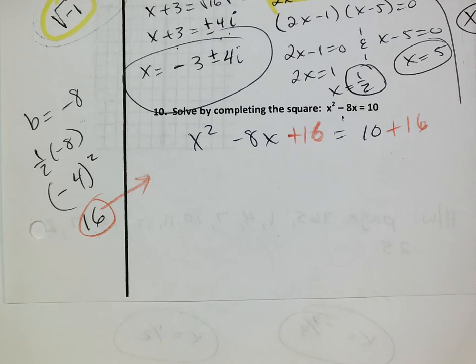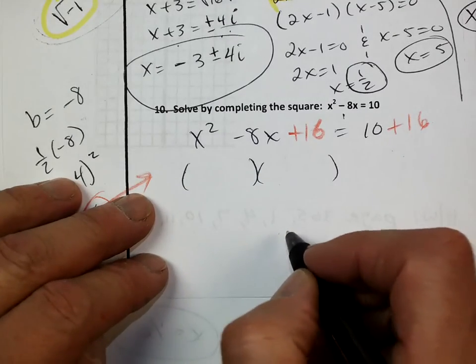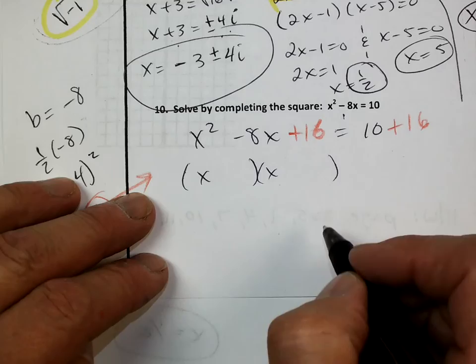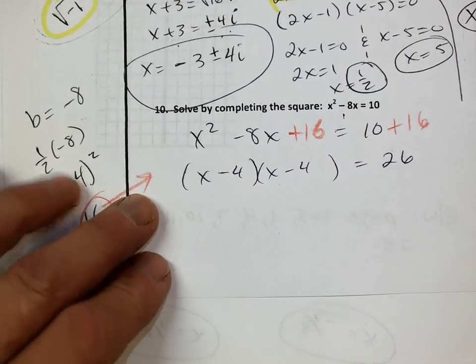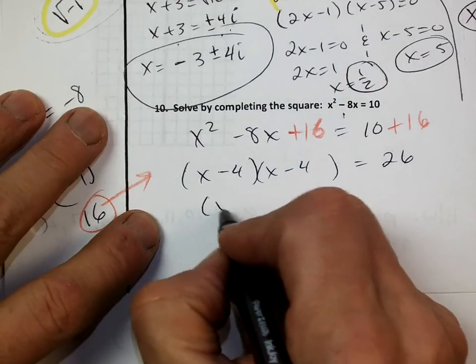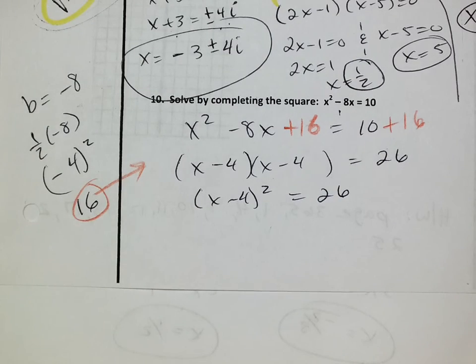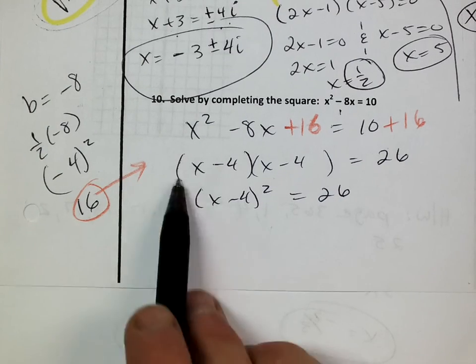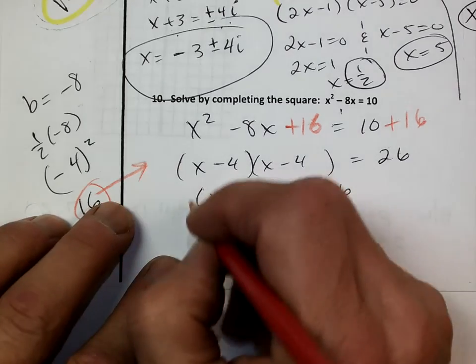Okay, now, next step, it says factor, okay? So if I factor, I'm going to go parentheses, parentheses. I'm going to go x, x. I'm going to go -4 equals 26, right? What am I doing? -4, right? But let's rewrite it as x minus 4 quantity squared equals 26. Because there's 2 of them, so I wrote it as quantity squared, right? I'm going to square root it. To get rid of the square, square root it, square root it.